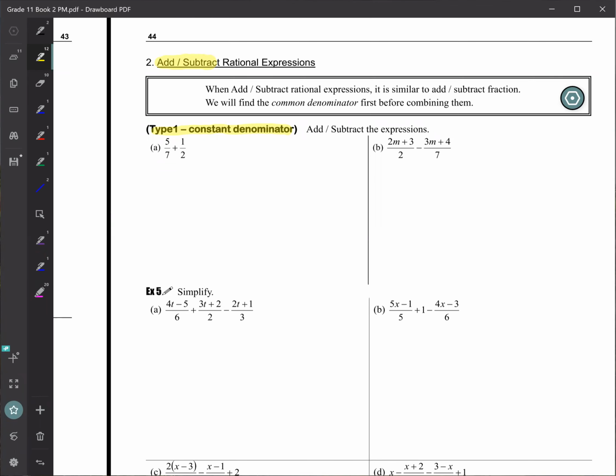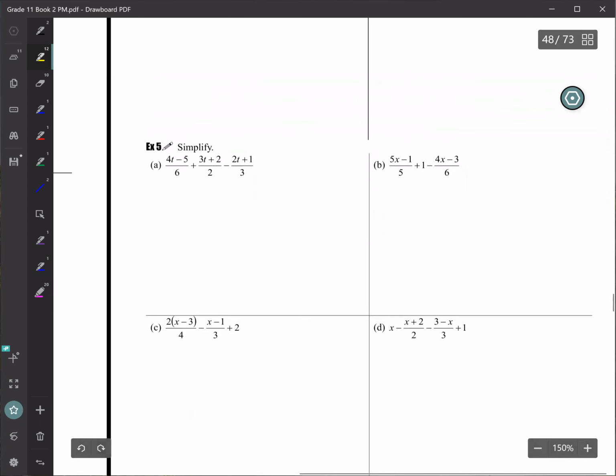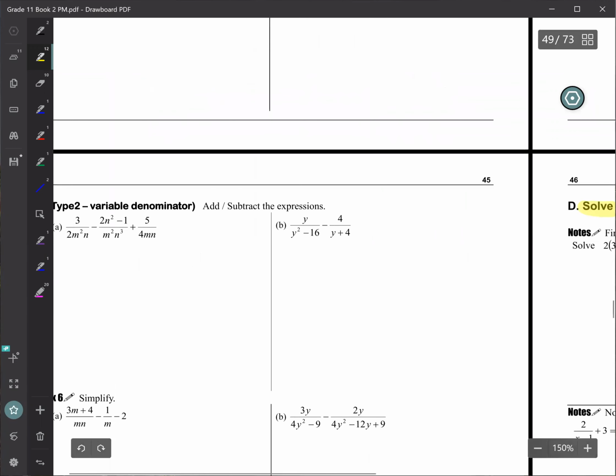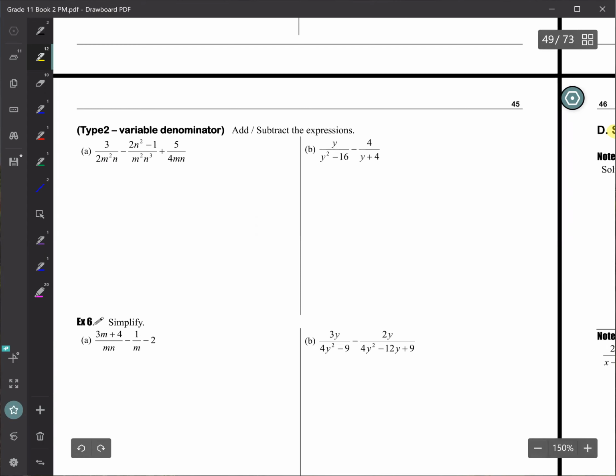This type is easier. So that means at the end, you don't need to get any restrictions, right? There's no variable in the denominator. Now the main focus is on type 2. Type 2 is when you have variable in the denominator, then it will be a little bit trickier to get the common denominator, right? Because we're used to getting common denominator for constants.